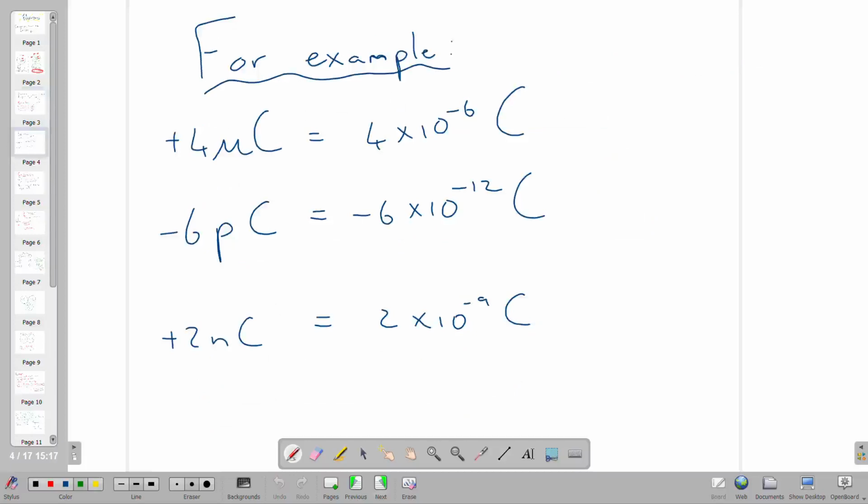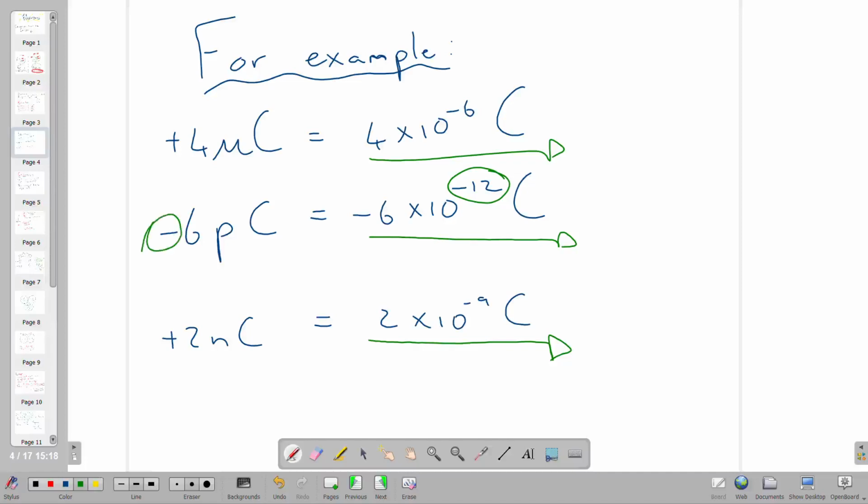So let's take a look at these examples. Positive 4 microcoulombs is 4 times 10 to the negative 6 coulombs. Negative 6 picocoulombs is negative 6 times 10 to the negative 12 coulombs, and positive 2 nanocoulombs is plus 2 times 10 to the negative 9 coulombs. Remember, if it's positive, there is a shortage of electrons. If it's negative, like here, there is an excess. There are too many electrons, more electrons than protons.